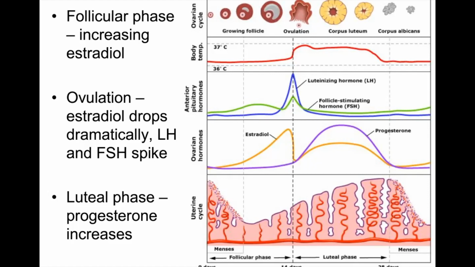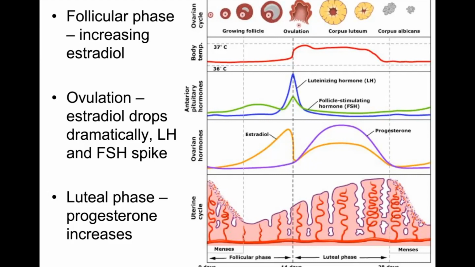But during the follicular phase, let's break down exactly what's happening. During the follicular phase, estradiol rises over time while most other hormones and body temperature remain relatively stable. You do see a somewhat important slight increase in follicle stimulating hormone, but it pales in comparison to that drastic rise that you see in estradiol. You can also see that the body temperature remains relatively stable during this phase.